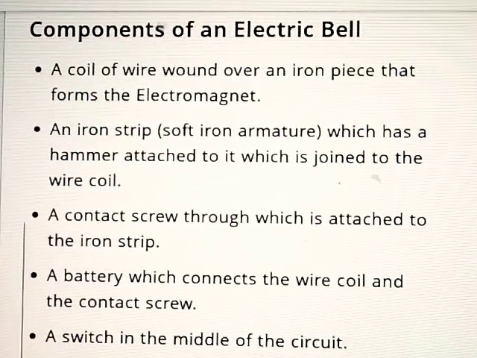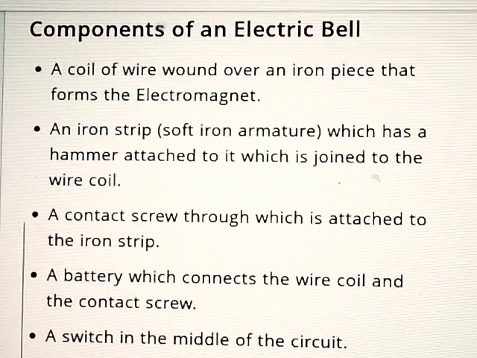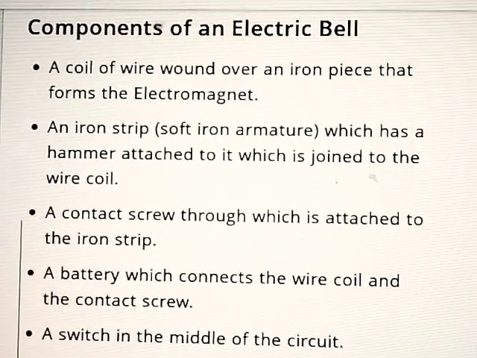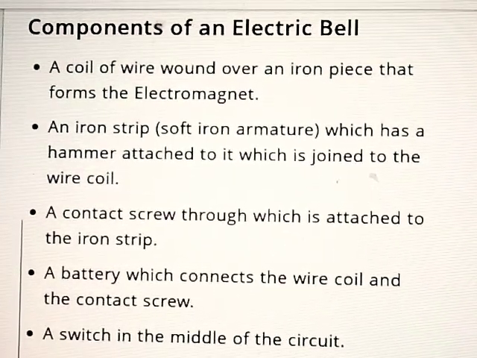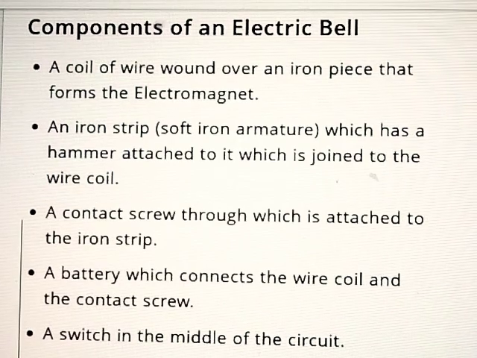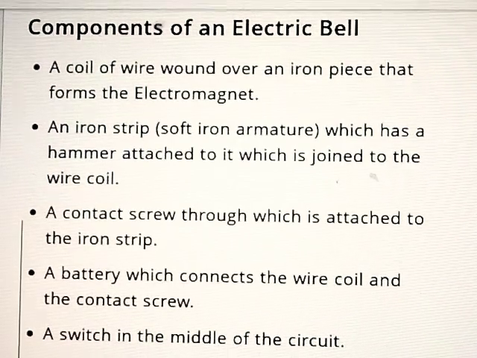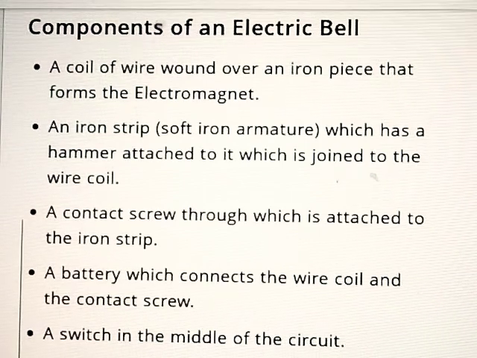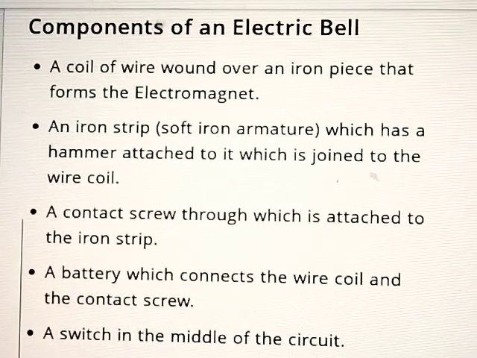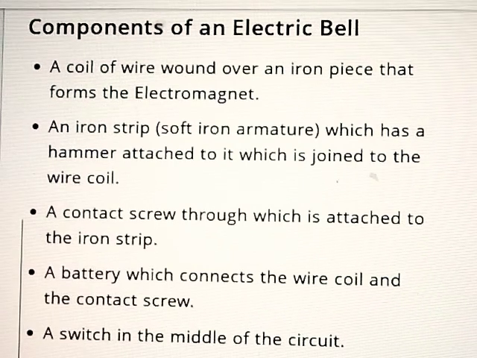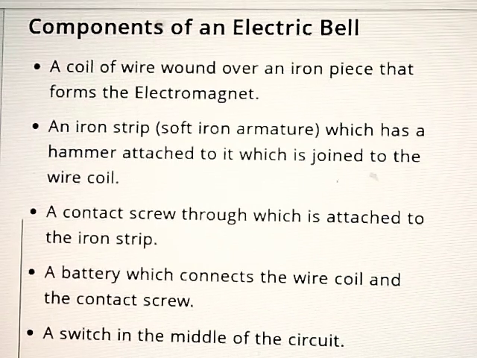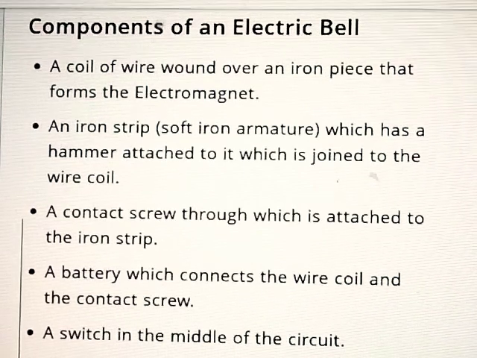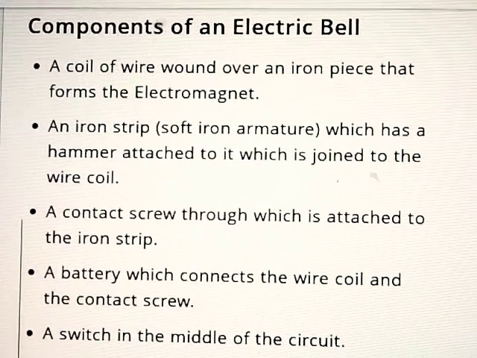A coil of wire wound over an iron piece that forms the electromagnet. An iron strip, a soft iron armature which has a hammer attached to it, which is joined to the wire coil. A contact screw which is attached to the iron strip. A battery which connects the wire coil and the contact screw. A switch in the middle of the circuit.